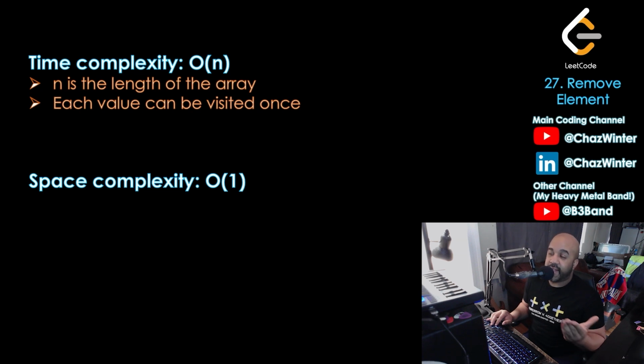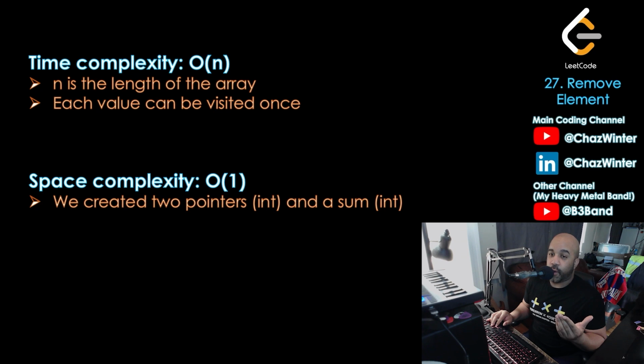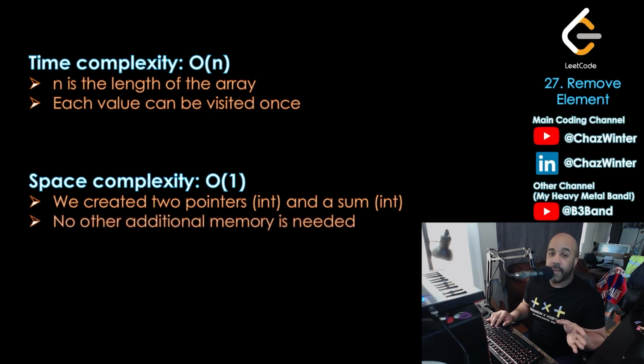And then the space complexity, they required us to use constant space, and that's what we did. Space complexity is big O of 1. We created 2 pointers, and we also created a sum variable, and no other additional memory is going to be needed. So no matter how large the array is, we will still only create 3 variables.